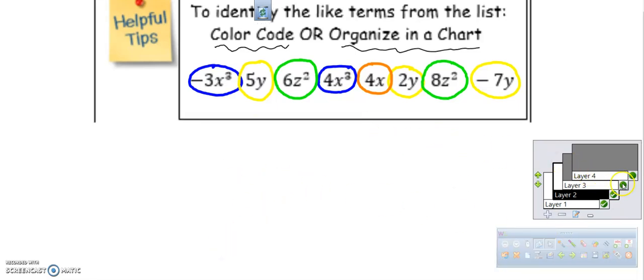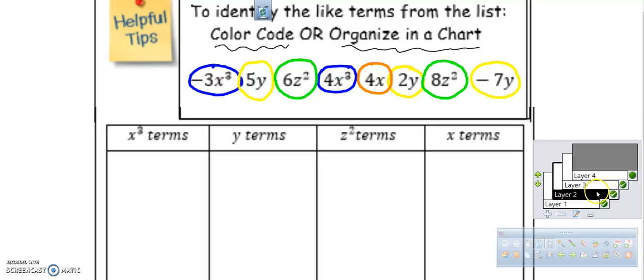All right, so now we have color-coded our like terms, and what we're going to do is take the items from here that are color-coded and put them into columns below, so we can start talking about what these coefficients mean that are in front of these terms. And that'll lead us into combining like terms, which is another target we have today. So we're working on that next target, building the idea for combining like terms.